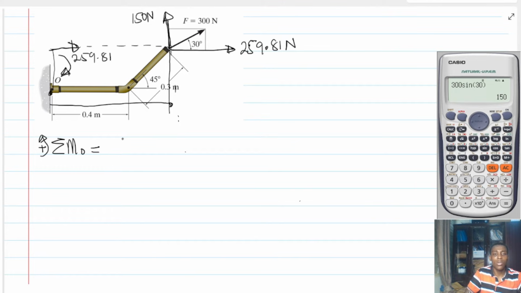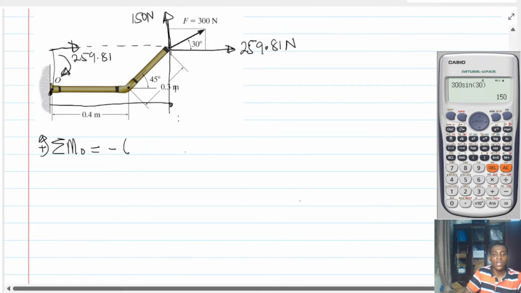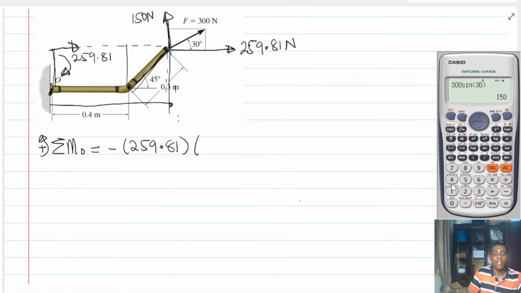And that is what? Clockwise. We said counterclockwise is positive and clockwise is negative. So that is the force, and the moment arm will be this distance right here. And that distance must be the same as this distance here, which is what? If the length of this portion is 0.3, then the vertical component is going to be what? 0.3 sine 45. What is that? 0.212.